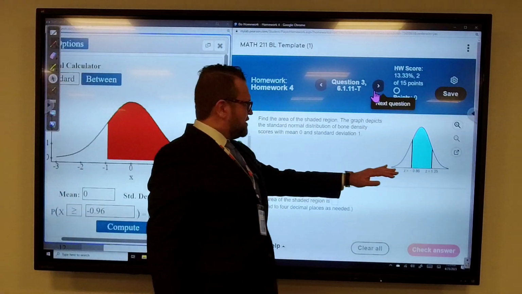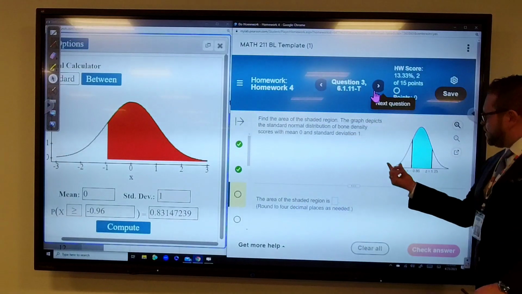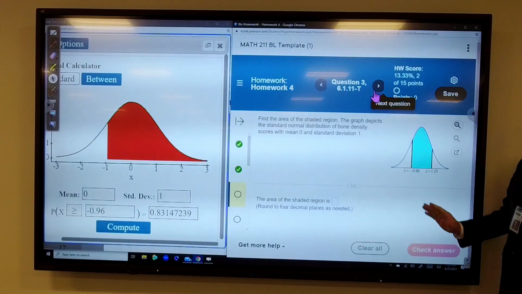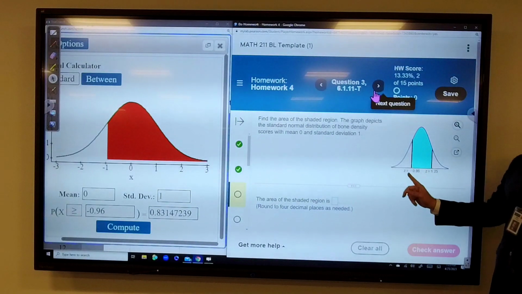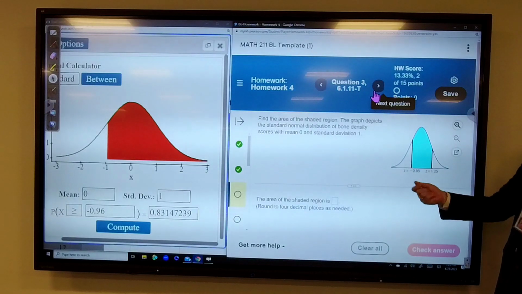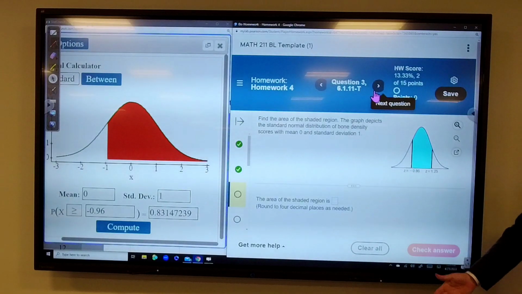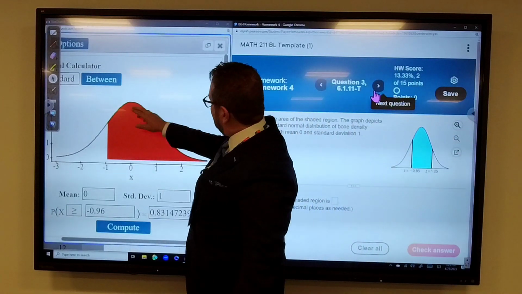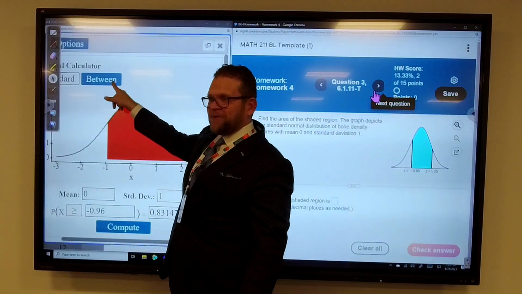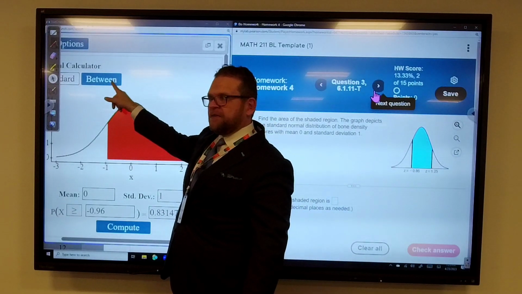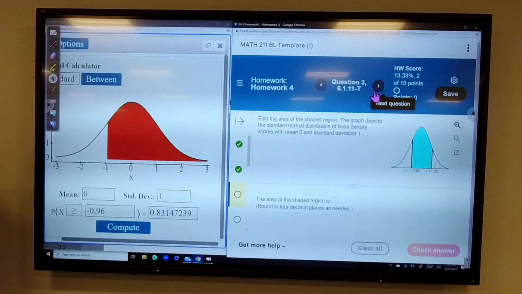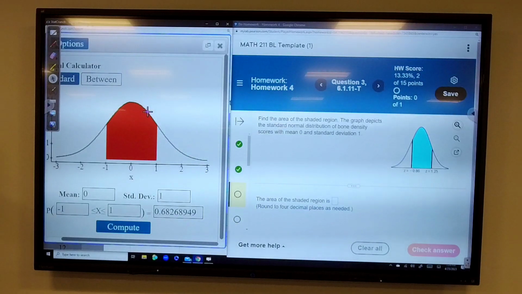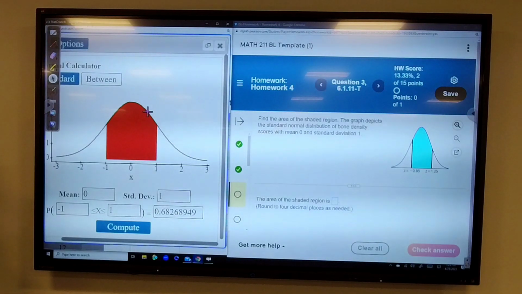Back in my day, we had to do this as two problems. You would have to find the area to the left of 1.25, all the way there. And then you'd have to find the area to the left of this other number, and take their difference, the bigger one minus the smaller one. It was two problems, and then you had to do some arithmetic. We have this button. I can just click the between button, and look at what it gives you by default when you click between.